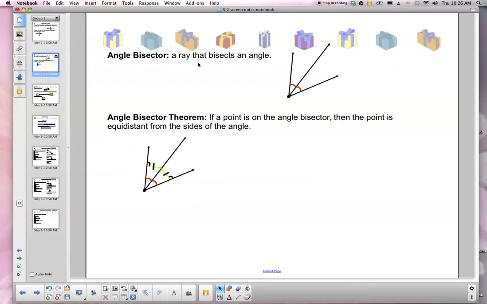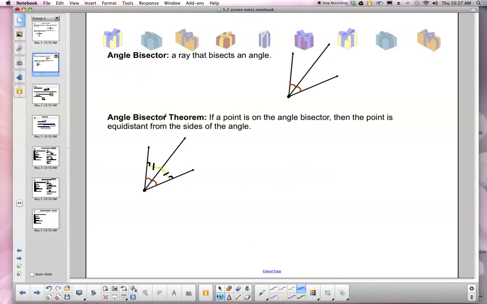We move on now to angle bisectors. Angle bisectors work a lot the same way. They still bisect, so it still cuts the angle into two equal parts. So this is a picture that shows this ray here bisects the angle, which means this part of the angle is equal to this part of the angle.